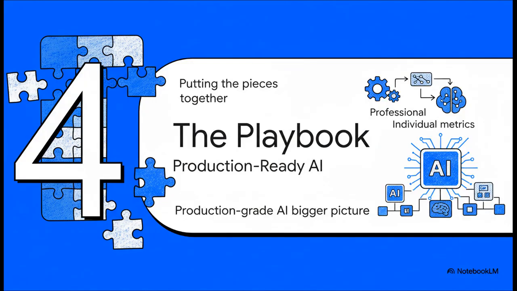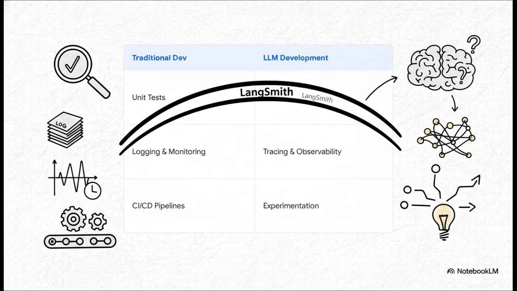So when you start putting all these pieces together, you can kind of see the bigger picture emerge, right? This isn't just about a bunch of random metrics. What we're really talking about is a professional, repeatable workflow for building AI that's actually ready for the real world. Okay, this slide right here is perfect. It really hits home why something like LangSmith is so crucial.